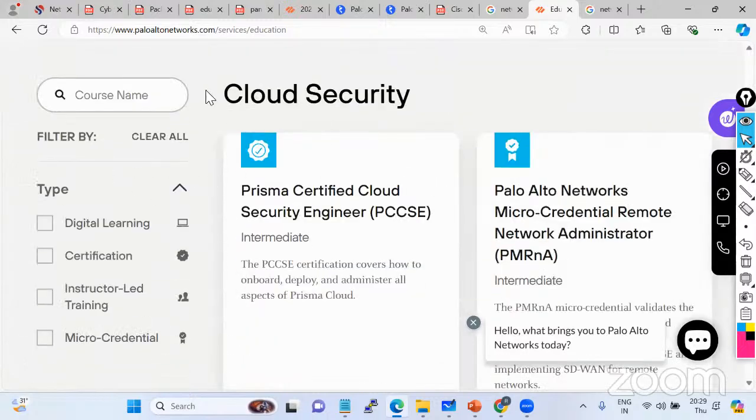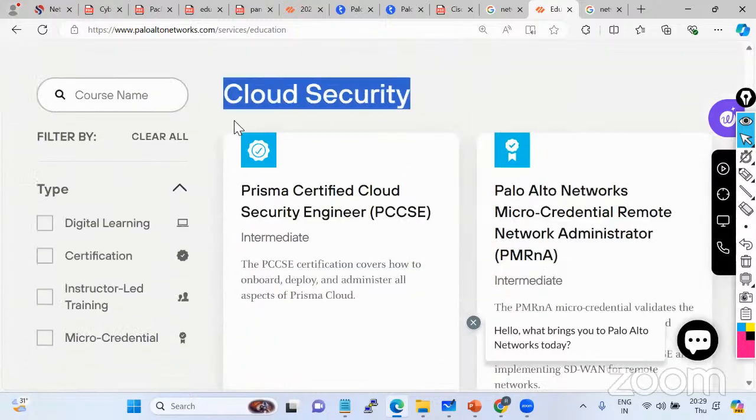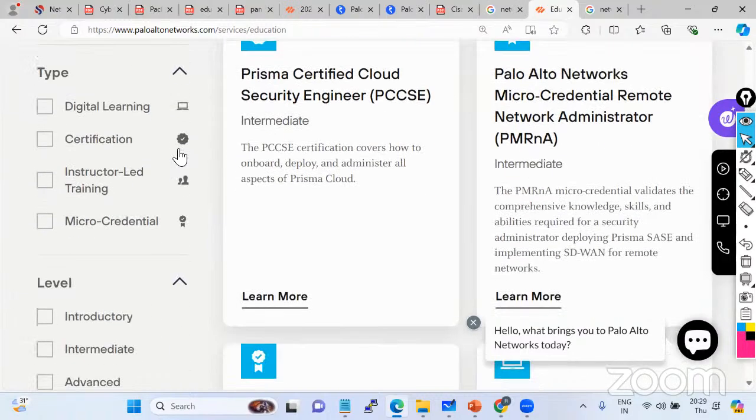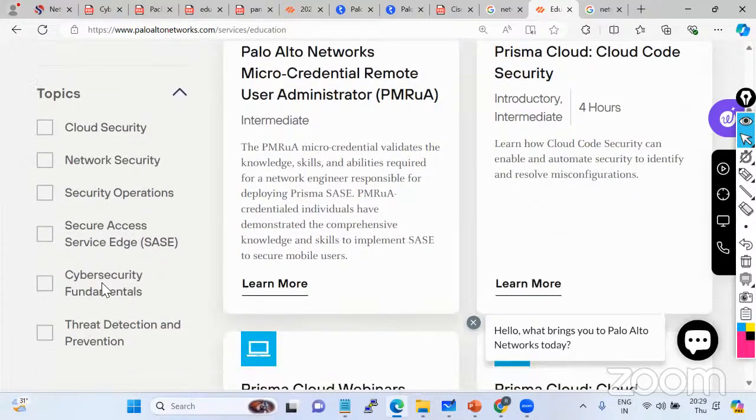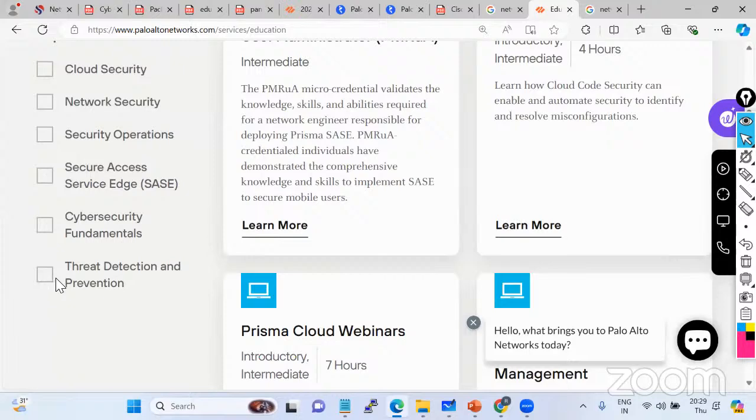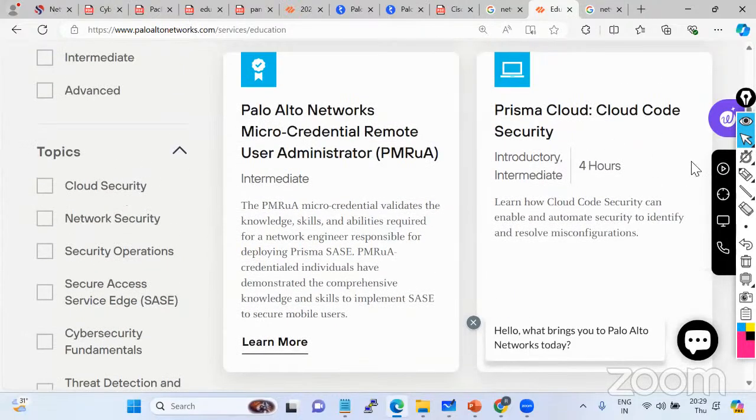We have different kinds of security courses as well. If you see here, there are a lot of categories they have defined: cloud security, network security, security operations, secure access service edge, SASE solution. Okay, we have cybersecurity fundamentals, threat detection and prevention. So which course shall we do, and what is the right path? That's also very confusing for every professional planning to start learning something new. So they always get confused. So I will make all your confusion very clear, so you can understand each and everything easily.